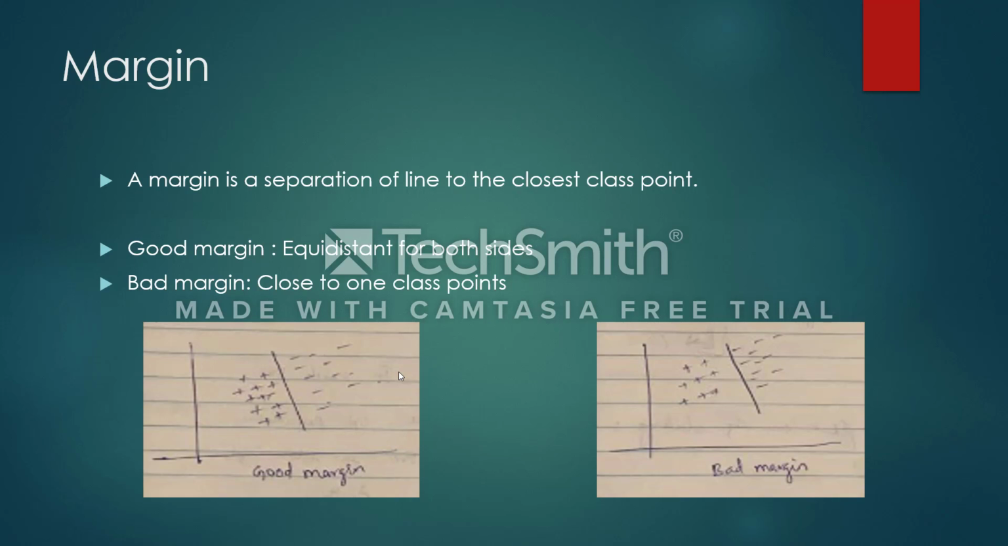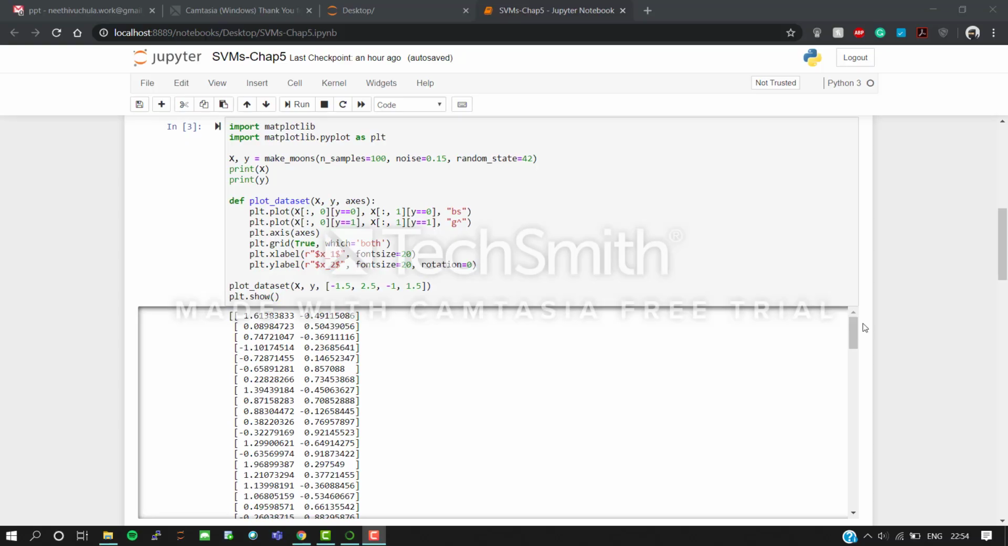And now coming to the margin. Margin is the separation of the line to the closest class point. You can see in the first figure, the two classes are being classified by the hyperplane equidistant from both sides. So this is a good margin. In the second figure, it's not equidistant; it's more inclined to the minus class. So this is a bad margin.